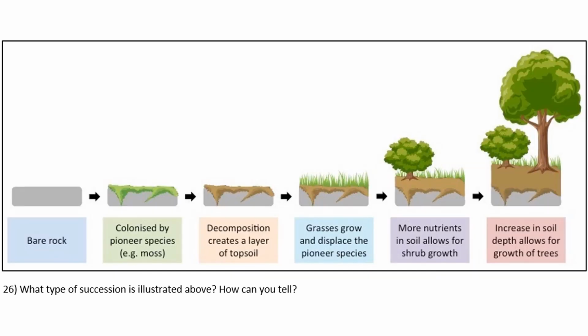What type of succession is illustrated above? How can you tell? So we know it is primary succession simply because the ecosystem starts with bare rocks.